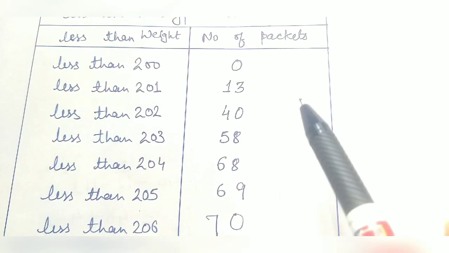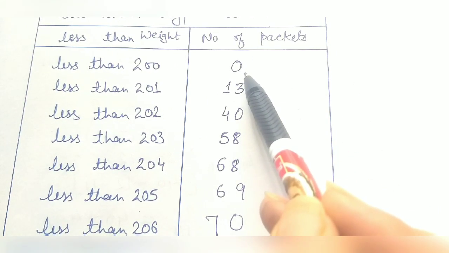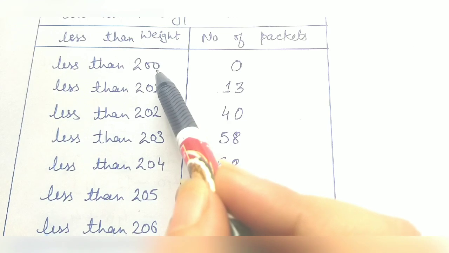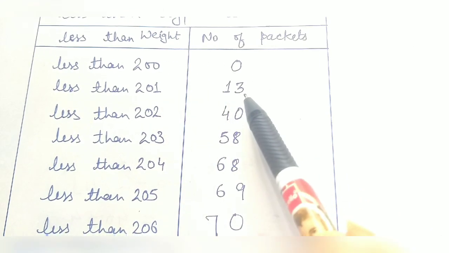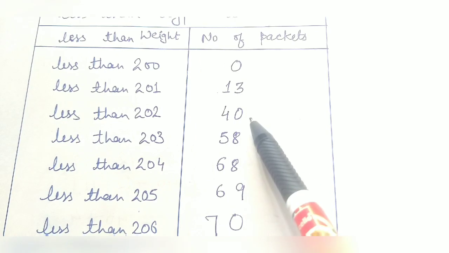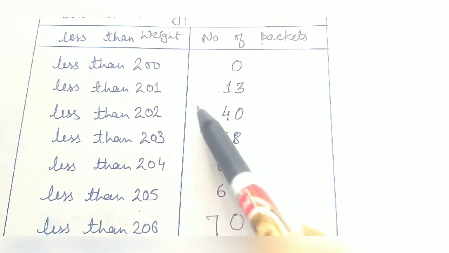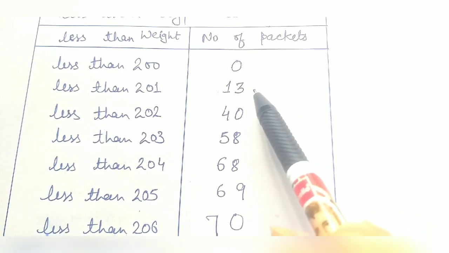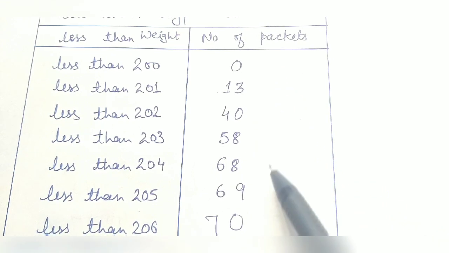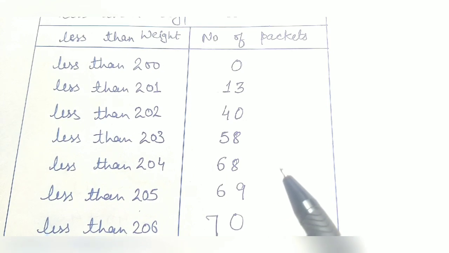In this table, what we need to do is write down the first frequency as 0 because it has lower limit 200, and less than 200 all the frequencies are 0. The first frequency as it is, and then add all the frequencies which come in that particular interval with the above intervals. All the frequencies are written down here. This is called the cumulative frequency of the less than type table.